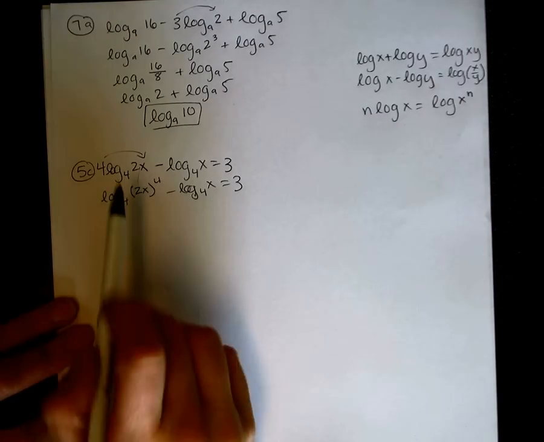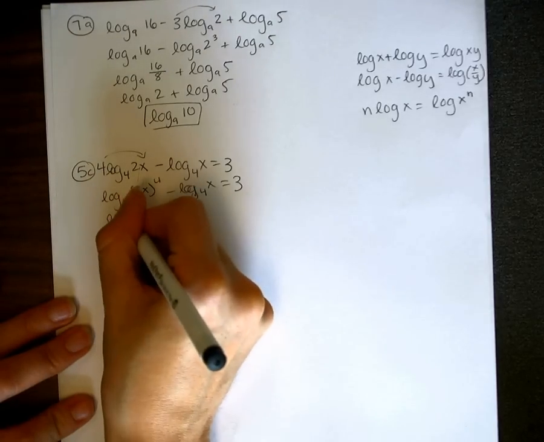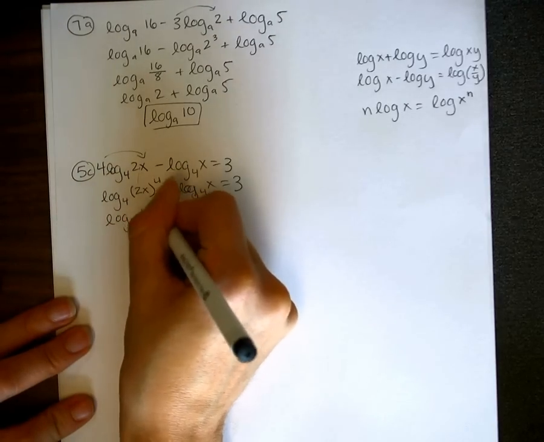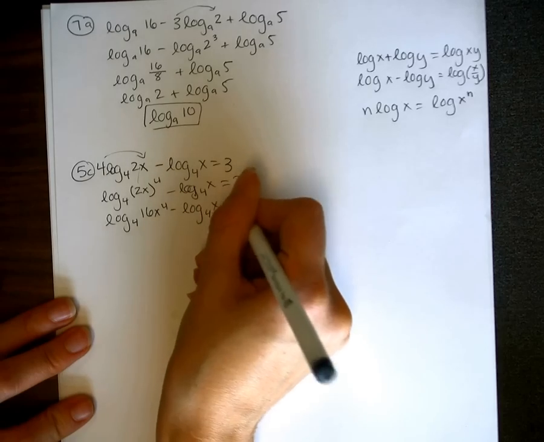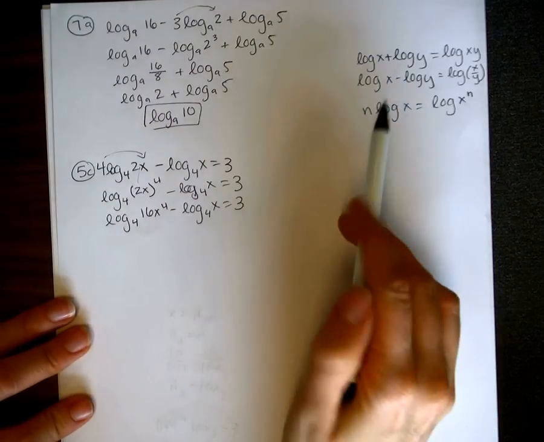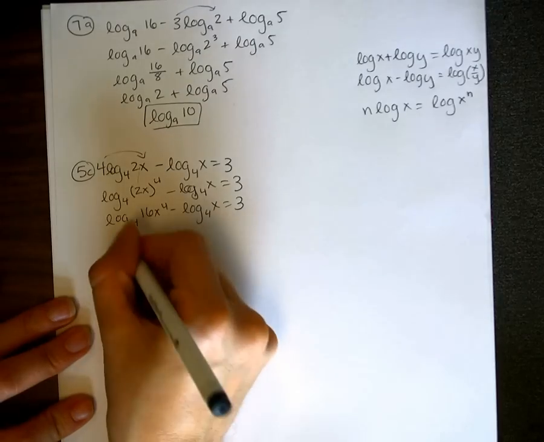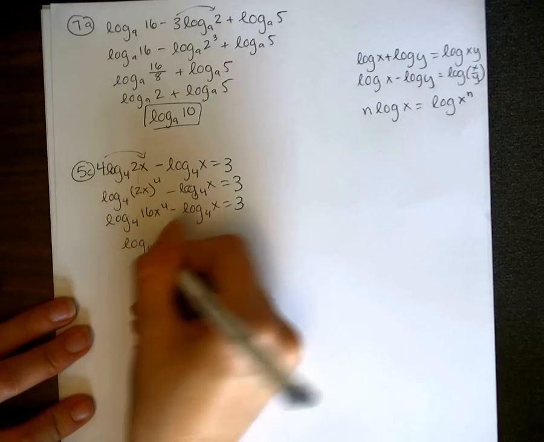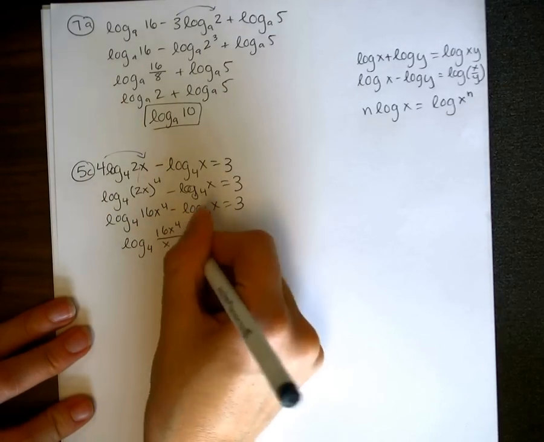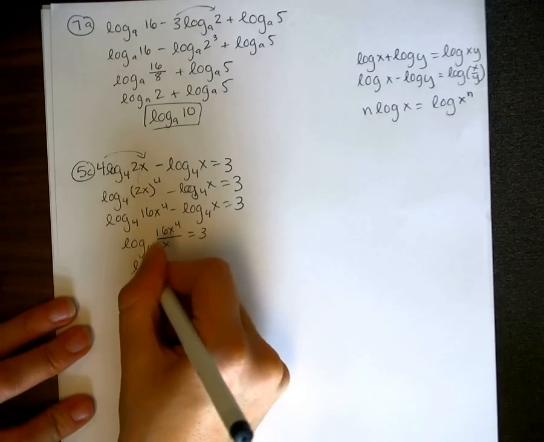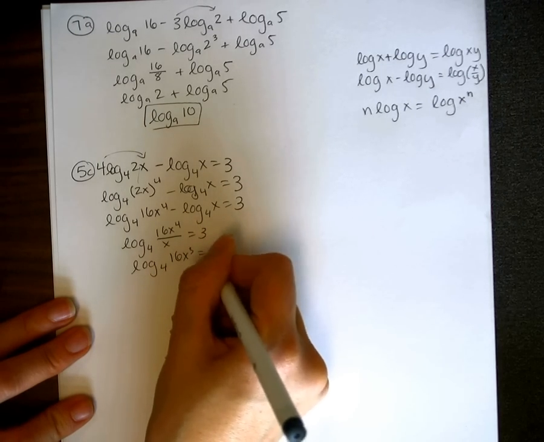And now notice I have two logs that are being subtracted. Well, actually, let me go ahead and simplify this. This is log base 4 of 16x to the 4th minus log base 4 of x equals 3. Now we have two logs that are being subtracted, so according to this property, I can divide the arguments. So that would be log base 4 of 16x to the 4th divided by x equals 3. And if I simplify, I get log base 4 of 16x to the 3rd equals 3.